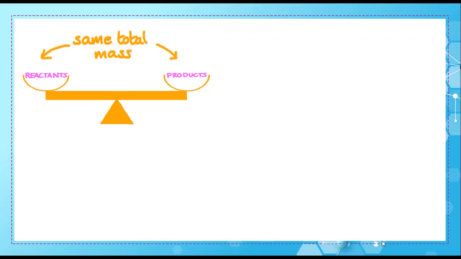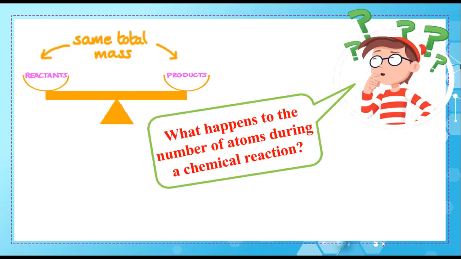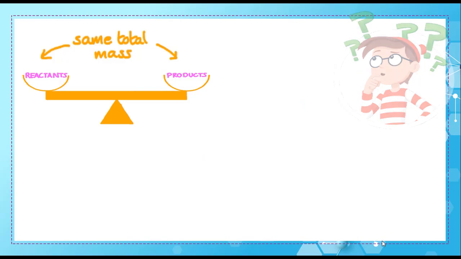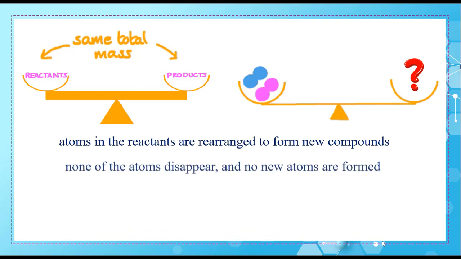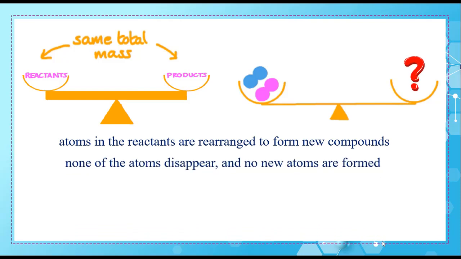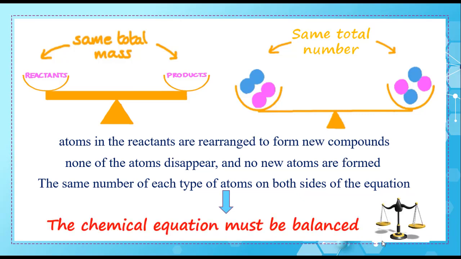The total mass of reactants is always equal to the total mass of the products during a chemical reaction. What happens to the number of atoms during this chemical reaction? During a chemical reaction, the atoms in the reactants are rearranged to form new compounds. None of the atoms disappear and no new atoms are formed. So, the number of each type of atom on both sides of the equation will be the same. For this, the chemical equation must be balanced.